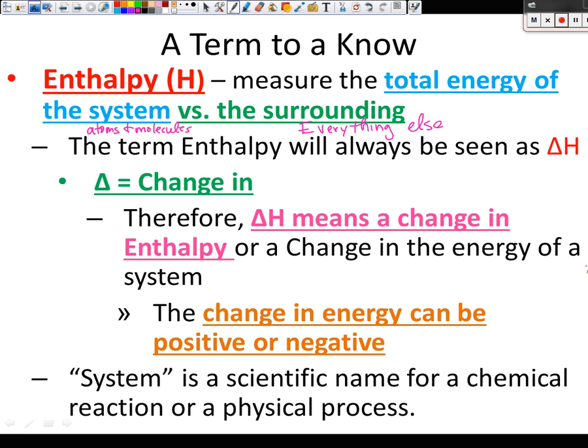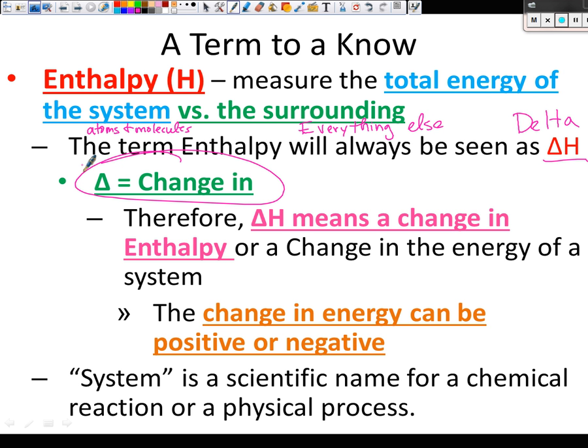All right. Now, you'll never just see the letter H. The letter H will always have a triangle in front of it. So the term enthalpy will always be seen as this. Now, what Greek symbol is that triangle? Delta. So we say it not triangle H, but what? We say it as delta H. And here's the reason why. We've talked about this before. What does delta mean? Change in. It's right there in green and underlined, so circle or highlight that phrase right there.